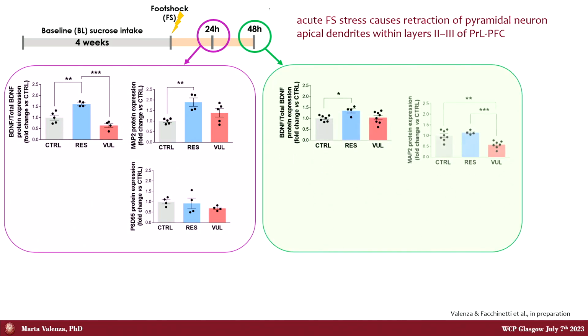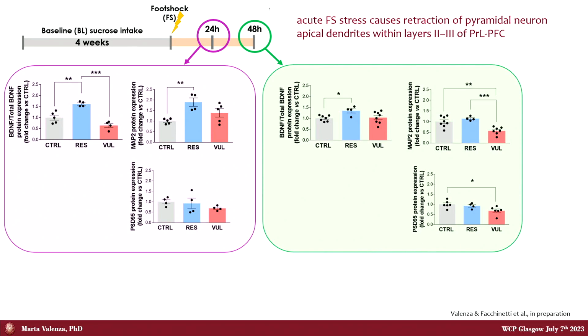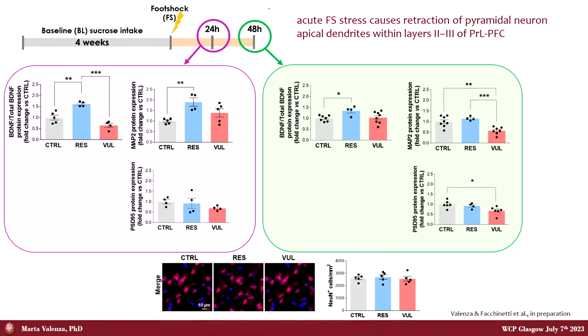48 hours after stress instead, we saw a significant reduction of the dendritic marker MAP2 and the neuronal postsynaptic density 95 in the vulnerable groups, and without having neuronal loss at any time point.